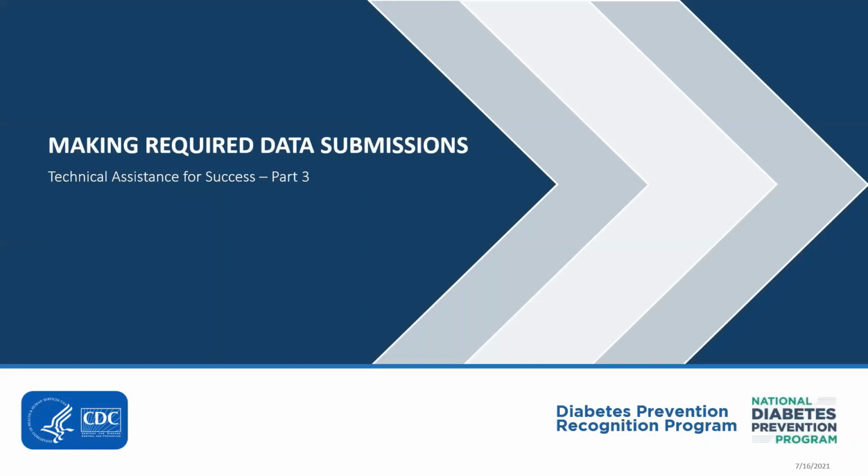This is part 3 of a 4-part series on technical assistance for success to provide a high-level overview of becoming a CDC-recognized deliverer of the National Diabetes Prevention Program, National DPP, Lifestyle Change Program. Previously, we discussed how to use and interpret the Diabetes Prevention Recognition Program Standards and Operating Procedures, or DPRP standards. This segment will cover the process for making required DPRP data submissions for CDC-recognized organizations.